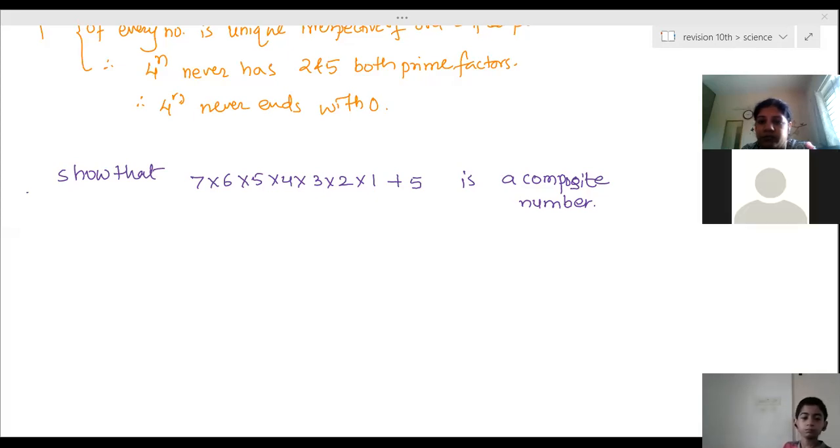Numbers having more than two factors, ma'am. Opposite to prime numbers. Yes, ma'am. Numbers having more than two factors.